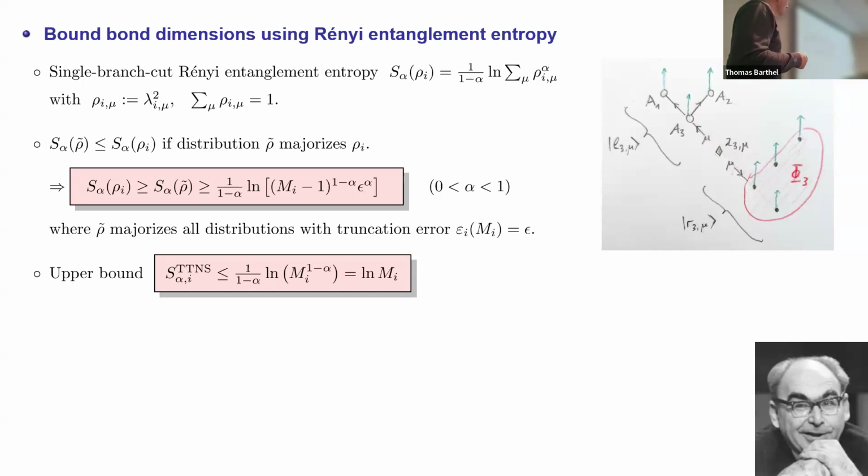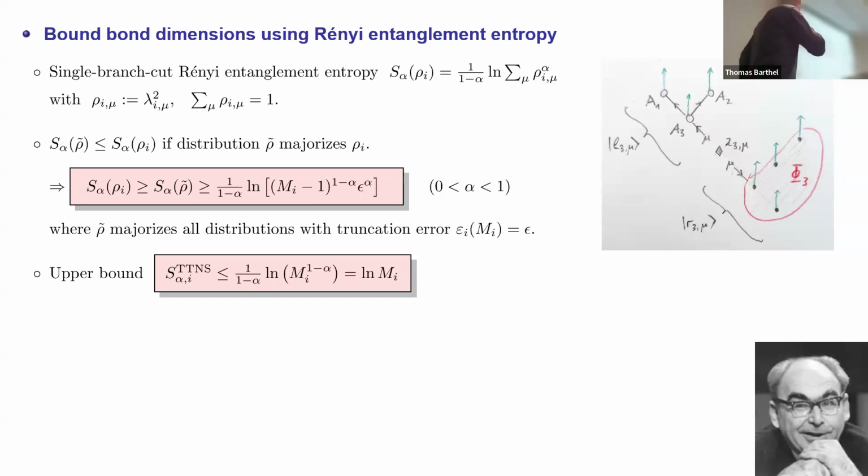But for our bounds, we actually need some alpha smaller than 1 to get a bound on the bond dimensions. Anyway, this is how we can write the Renyi entropy for our state. And if you now want to bound the entanglement in our state, we can do so by a truncation error for a truncation at a certain bond dimension m.